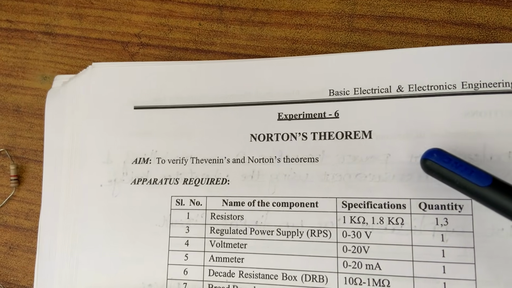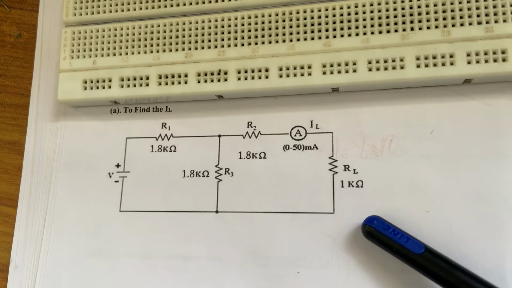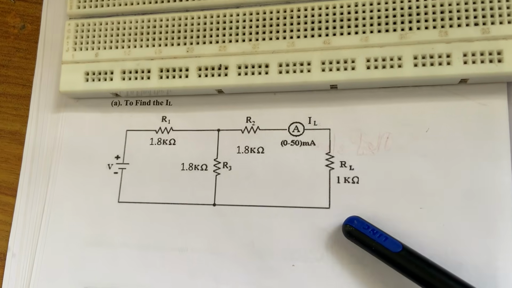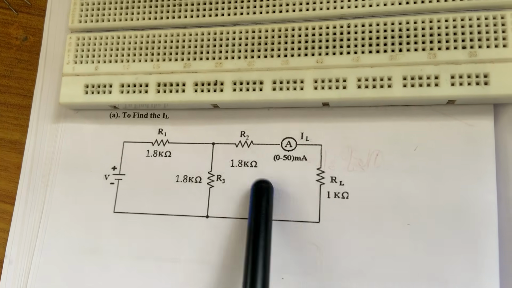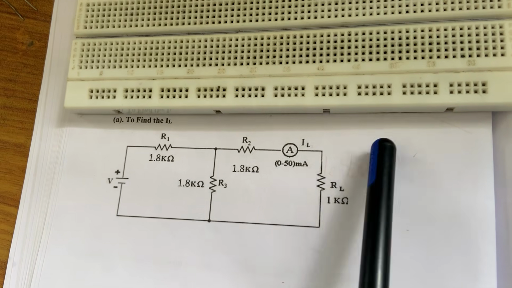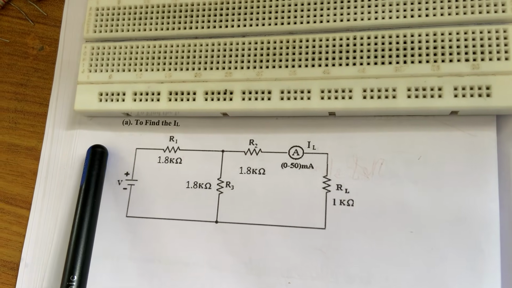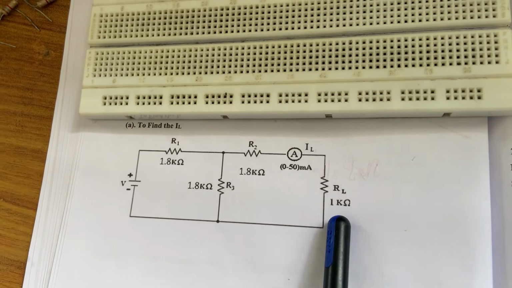Today we are going to discuss Norton's theorem, verification of Norton's theorem. The circuit diagram below shows the setup for verification of Norton's theorem. Here I want to determine the current through this 1 kilo ohm resistance. This is the direct inspection method, so I am connecting the ammeter directly to the 1 kilo ohm resistance.